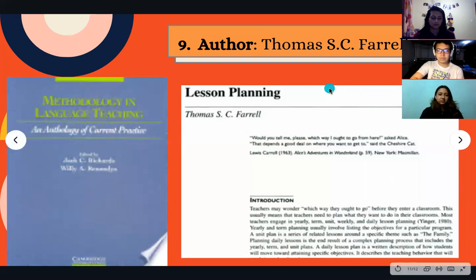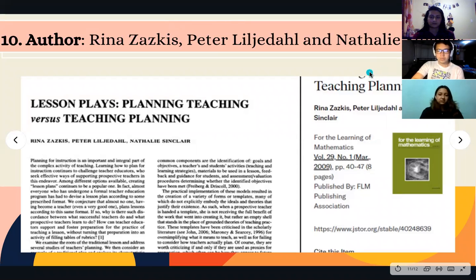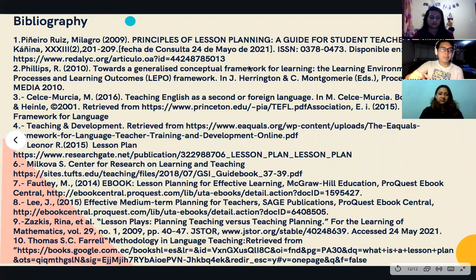And the last author is Rina Saskis et al., and they mention that planning for instruction is an important and integral part of the complex activity of teaching. Learning how to plan for instruction continues to challenge teacher educators who seek effective ways of supporting prospective teachers in this endeavor. And this is the bibliography.